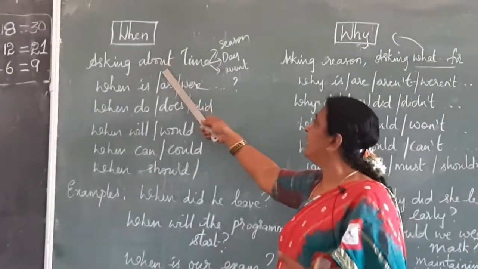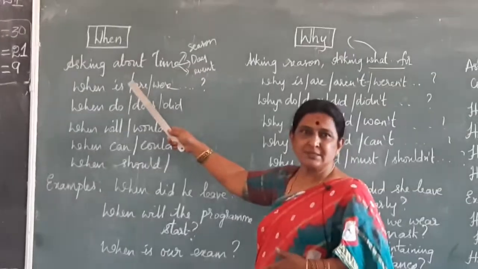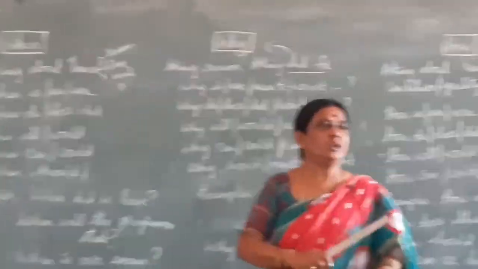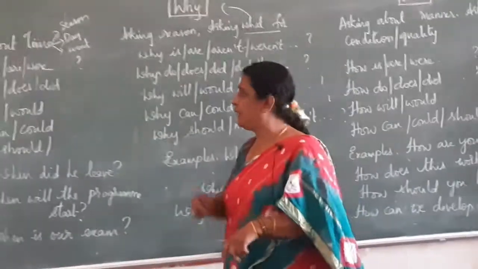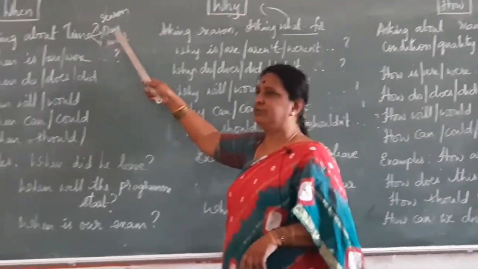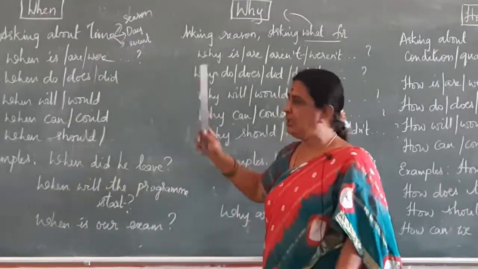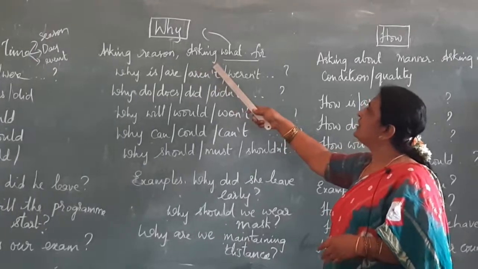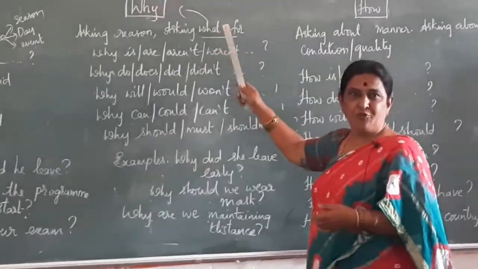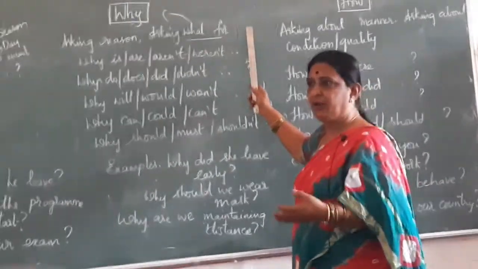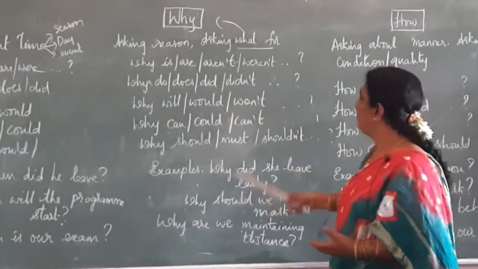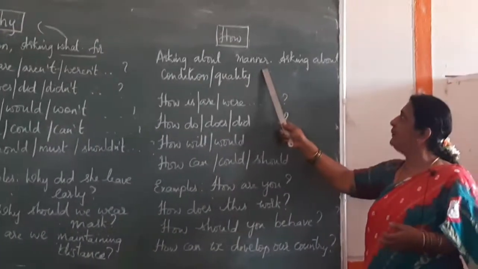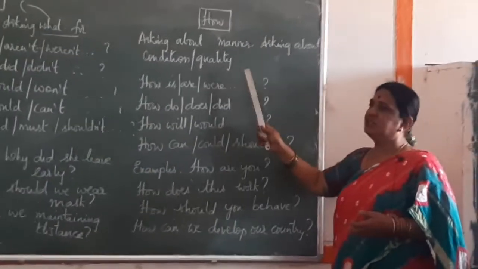So, once again, on the whole, when is used when we want to ask something related to time. Time in the sense it is not only limited to watch time or any time. It is seasons, day or night or event. Next, why is used for asking reason. That is asking what for. And how. How is asking about the manner, that is condition.